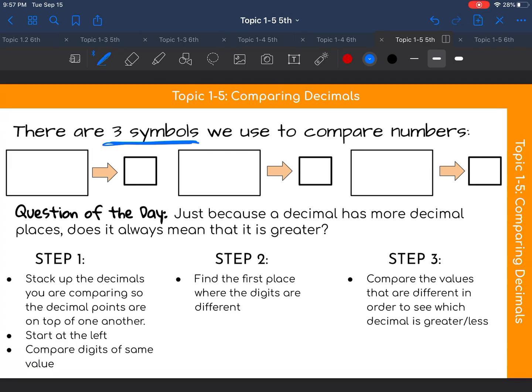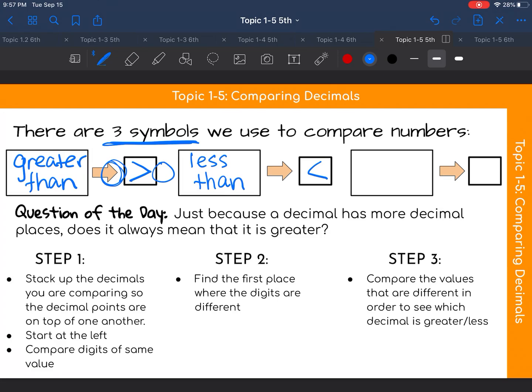So there are three symbols we use to compare decimals. The first symbol is the greater than symbol, and that symbol looks like that, okay? So basically that tells us that whatever is on this side is greater than that side. And the opposite of the greater than symbol is the less than symbol, which looks the opposite, like that, okay?